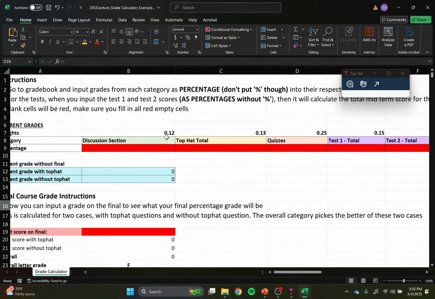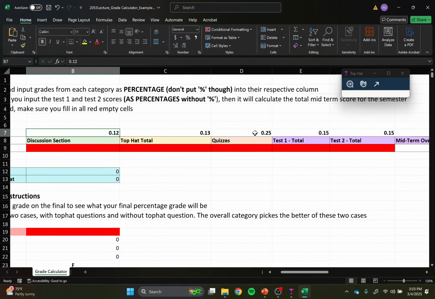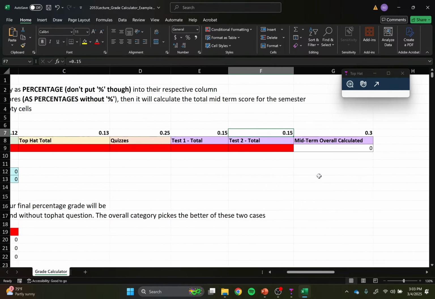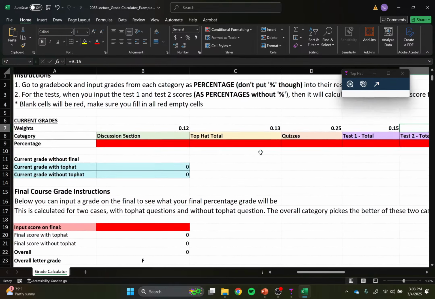Here we can see our different weighting. Each assignment group has a weighting associated with it. It's in the syllabus. Your discussion sections are 12% of your grade. Your Top Hat is worth 13%. The quizzes are 25%, test 1 is 15%, test 2 is 15%, and the final is 20%. So great, all that's in the syllabus.